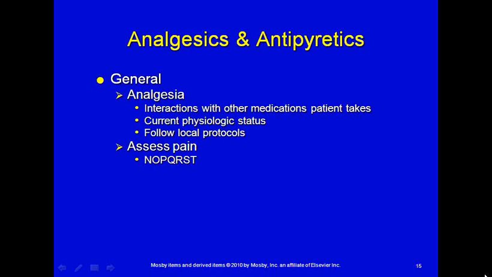O is onset. You want to know what they were doing to bring it on. P is provocation, what makes it better or worse. Q is quality. And here you want them to describe the pain. You don't want to ask them, is it sharp or dull? Because if you do, then you've just given them two choices, and if their pain doesn't fit into one of those two choices, they may not even describe what they're feeling. So just have them in their own words tell you what it feels like.